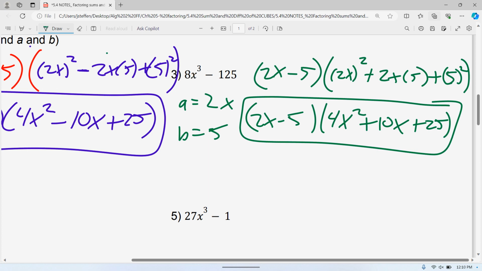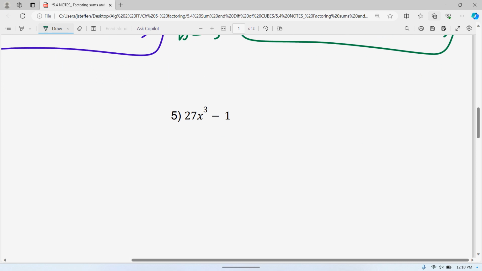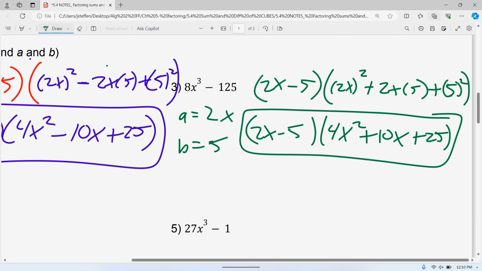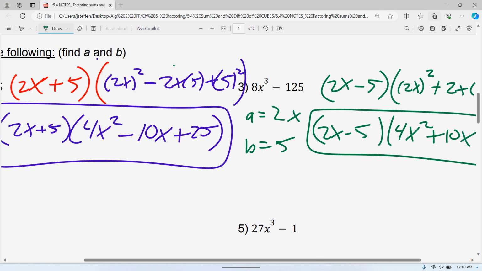And again, not to be a broken record, but the thing that people miss is (2x) squared is different than 2x squared. And again, if it helps to look at both of those, how they're exactly the same, it just depends on what signs you start with.